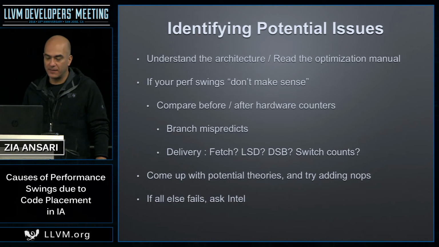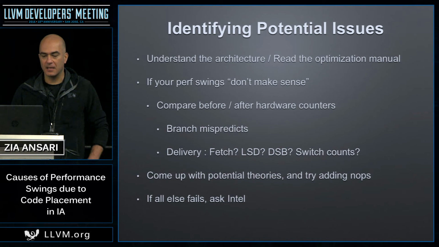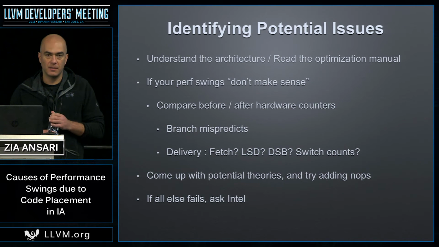But there are a few things you can do. Like I mentioned earlier, understanding the architecture is good and important. Read the optimization manual. Look at presentations like this to get a better understanding. And with this knowledge, if you do see those weird perf swings next time, say, I'm going to try to figure this out. Look at some counters before and after your changes. Measure some of the counters that I listed. I tried to show examples of the sort of things to look for.